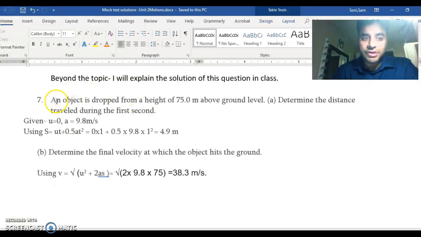Question 7 is pretty straightforward. An object is dropped from this height. Determine the distance traveled during the first second. If it says first second, that means t is equal to 1. So use the equation, substitute t is equal to 1, and you get your answer.